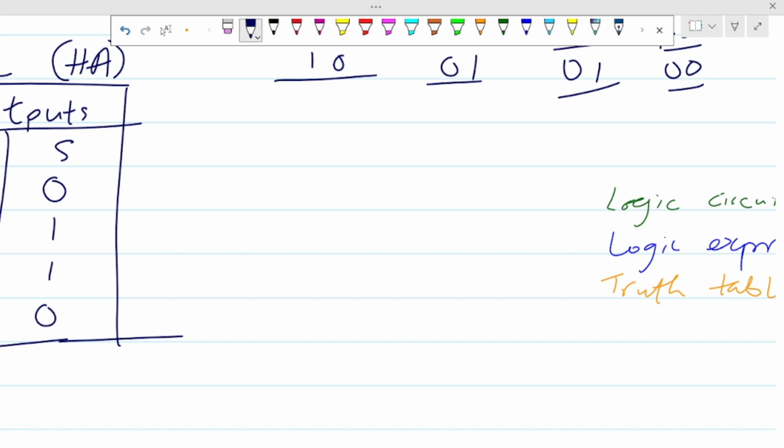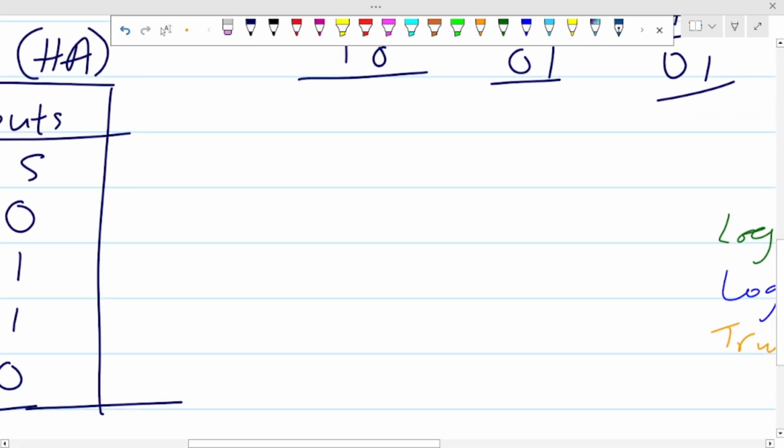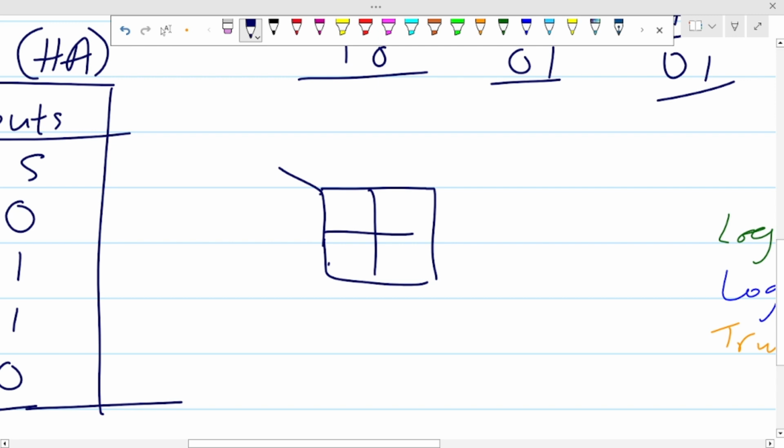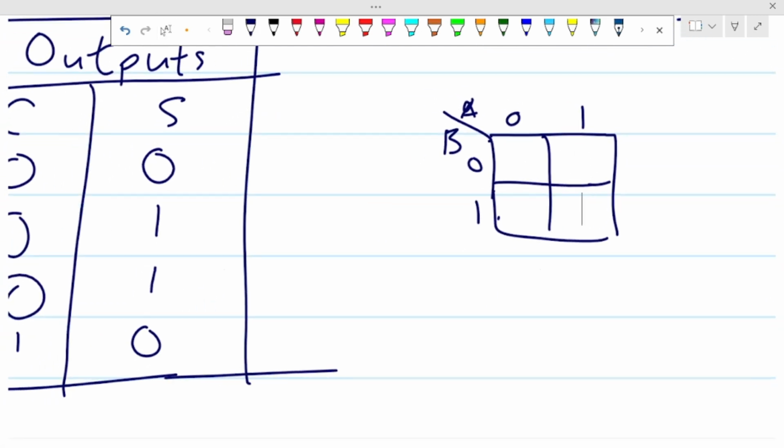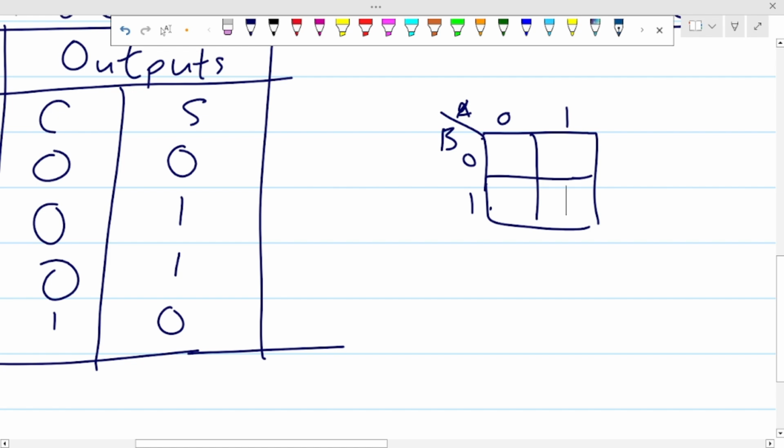So for the K-map we just do this. Now we see that for the K-map, we have 2 inputs, so we have 4 boxes based on the fact that we have 2 inputs, and the inputs are A and B. So we have A as 0, A as 1, B as 0, B as 1. This is the K-map. Look, we have 2 K-maps. Why? Because we have 2 outputs.